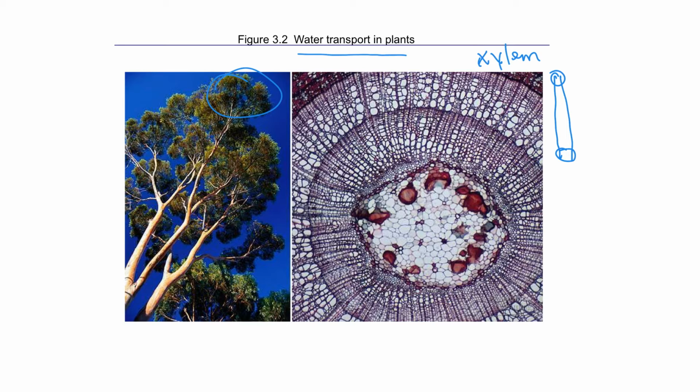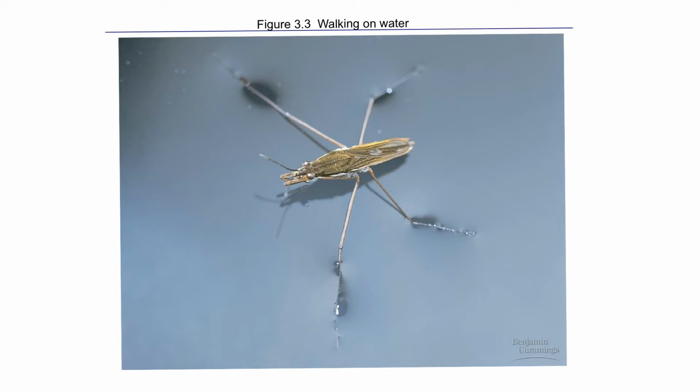Where does the water come from? Way down in the roots. And so the water has got to travel a long way up the xylem from the roots of plants up to the leaves. And that would not be possible if water didn't have these characteristics.